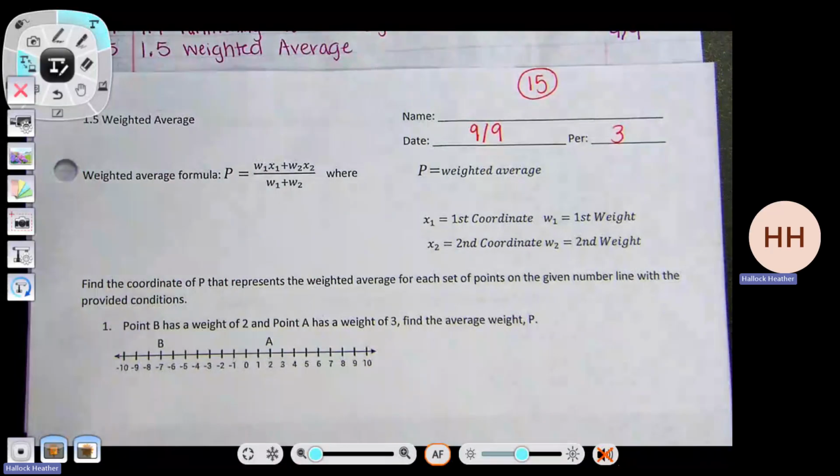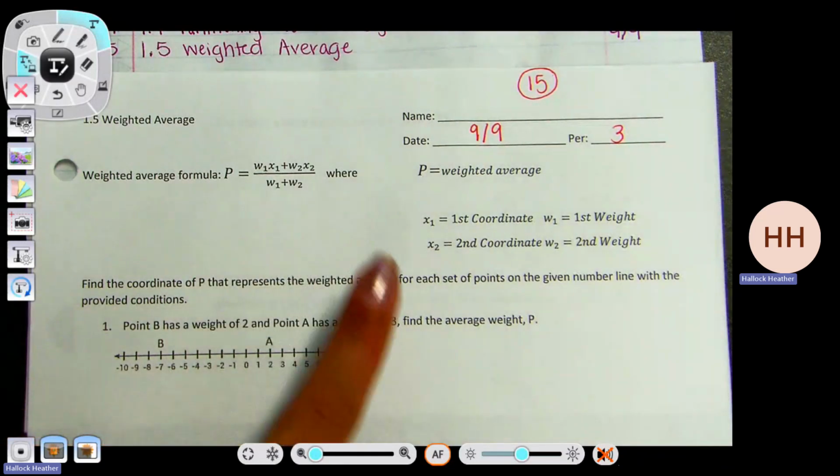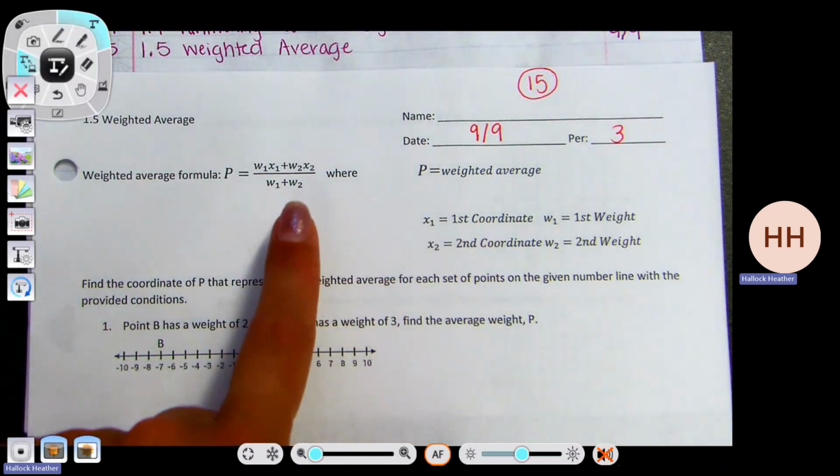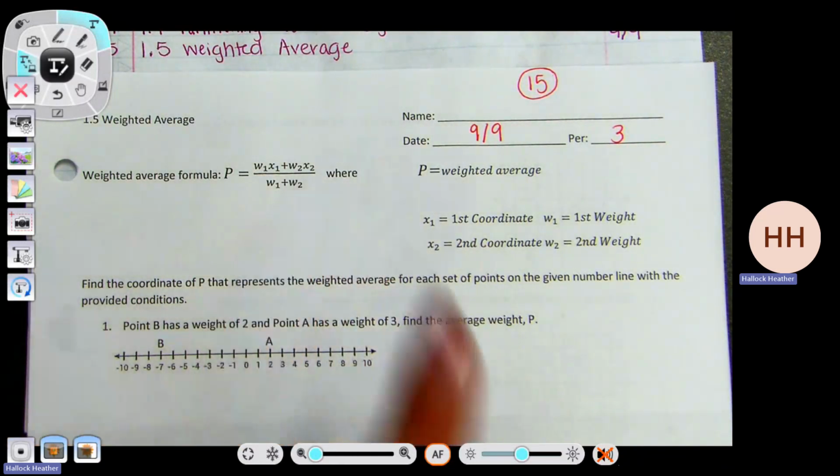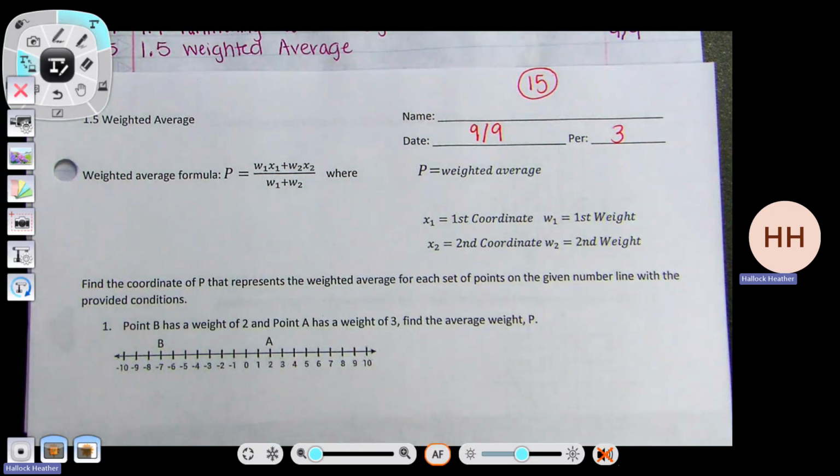So your formula for weighted average, we're basically going to have a bunch of coordinates and weights, and we're finding the weighted average between 2 points. So basically, if I have a number line and I have 2 points on my line, here's the point, here's the point. If I say this one has a weight of 1 and this one has a weight of 5, because this one's heavier, the weighted average is going to fall between the points, and it's kind of like a scale. The heavier side, that point is going to pull towards the heavier side.